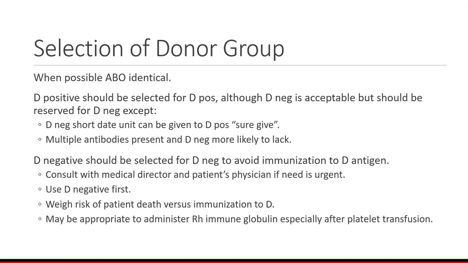It may be appropriate to administer Rh immune globulin, especially after platelet transfusion. Rh immune globulin is anti-D in a bottle, and it's a product given to women who are D negative and gave birth to D positive children. Platelets are contaminated with red cells, and we have a formula that we use. After so many platelet transfusions, we'll give one vial of Rh immune globulin. So again, it's used to prevent immunization to the D antigen.